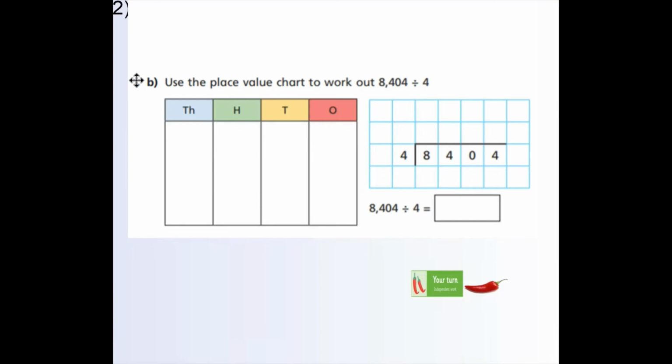If you are confused or more confused by the place value chart, why don't you just do the bus stop method? You'd ask yourself, how many 4s are in 8? How many 4s are in 4? How many 4s are in 0? Have to think about that one. And then how many 4s are in 4? Pause the video now, Chilli 1, and complete your final question.